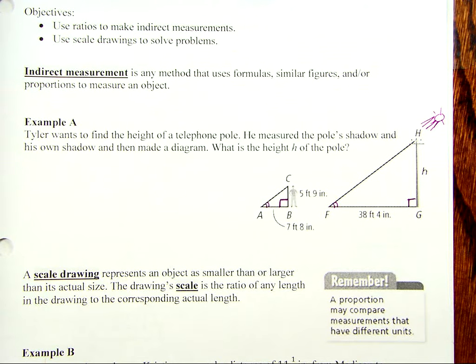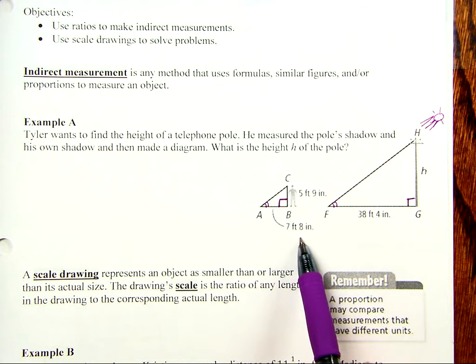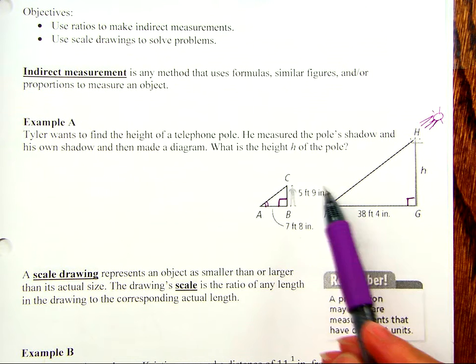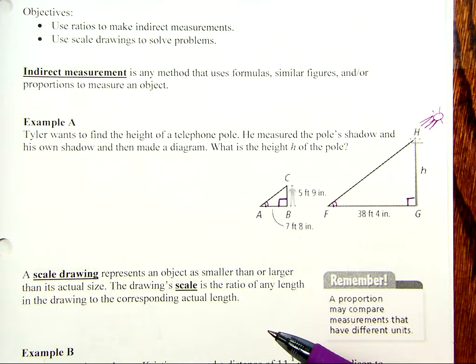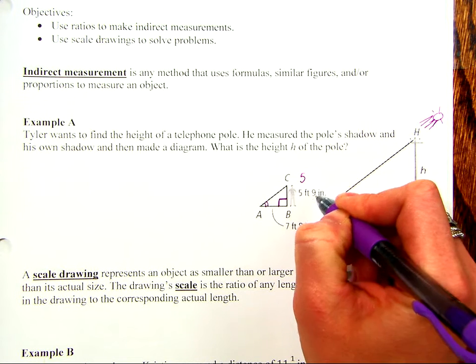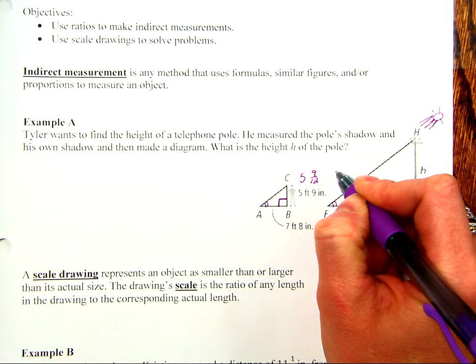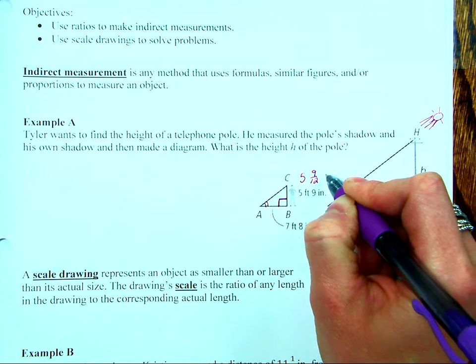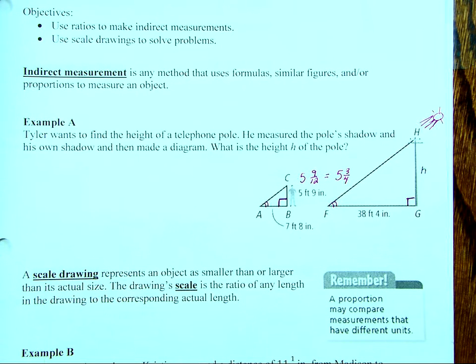Now the other important thing in this question is that if Tyler's 5 feet 9 inches, his shadow's 7 feet 8 inches, and so on, I can't say that 5 feet 9 inches is 5.9. So I need to do some converting. I either need to convert that into total feet or to total inches. Now, 5 feet 9 inches is 9 inches out of 12, right? So 5 feet 9 inches would be 5 and 9/12 feet. And then we would reduce that to 5 3/4. And we could convert all of them to total feet.